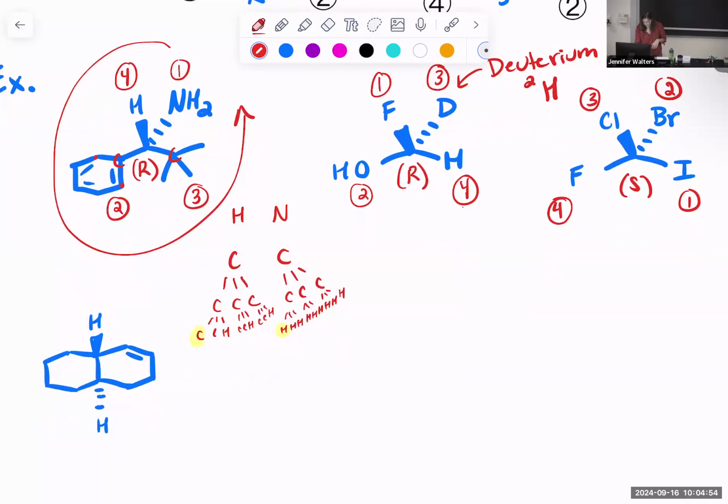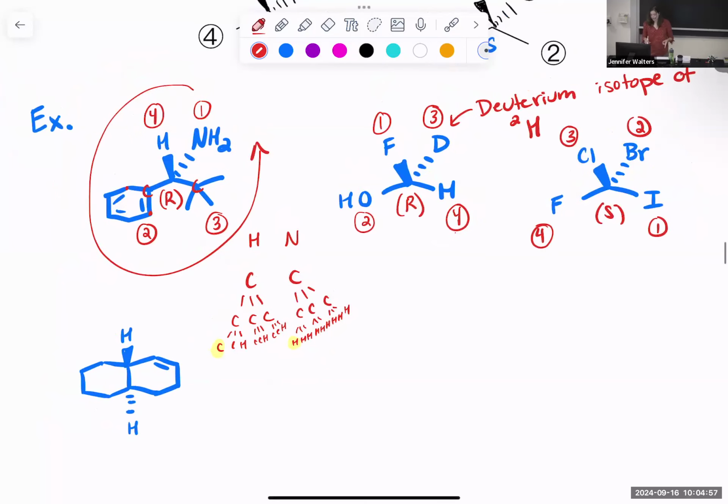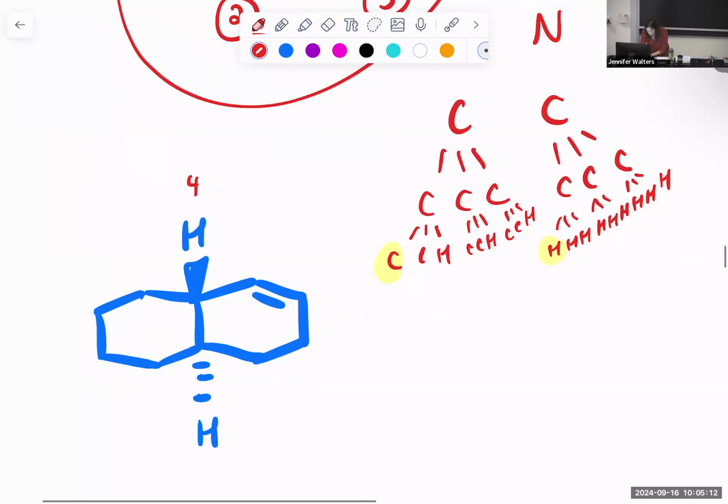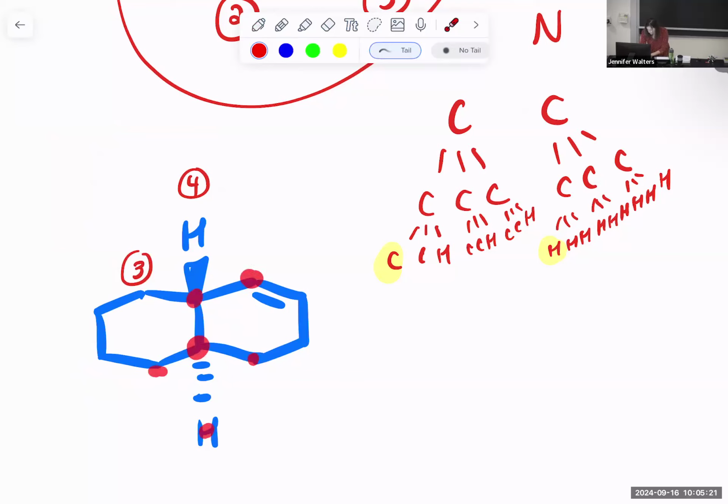For our bicycles, it is usually easiest to just do the clockwise counterclockwise because it's harder to see what is the wedge or what isn't, because I was only assigned 1 wedge and 1 dash. So when I assign these priorities, the hydrogen is always going to be number 4. My CH2 is going to be 3. Then I'm going, all right, this carbon has 2 carbons and a hydrogen. This carbon has 2 carbons and a hydrogen. So I have to walk out again.